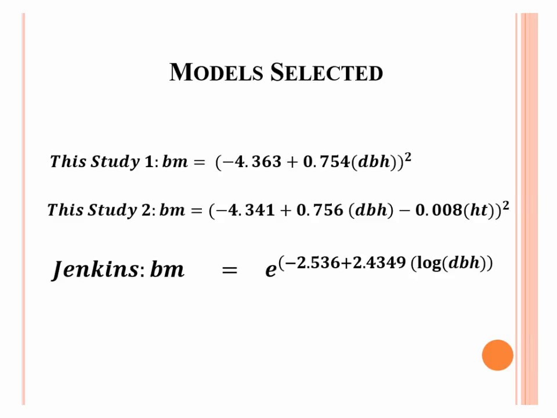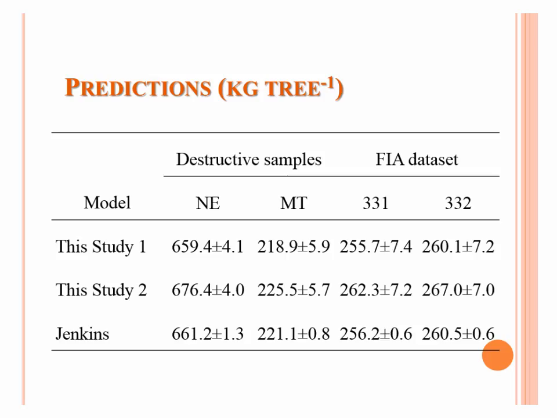Jenkins is a very comprehensive model that can be applied for the entire United States. That means that we have a huge potential with this equation. That's why we decided to use Jenkins and these models to test 3 species in different places and with different data. This is for FIA in these regions. And you can see very close values in the 3 models. So for the ponderosa pine, very close. And Jenkins has the advantage that it is for the entire United States.